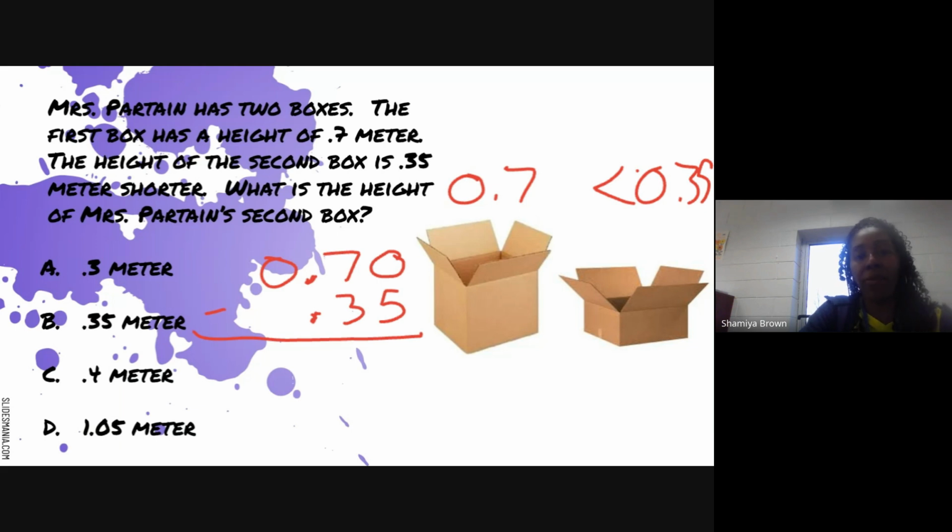I have 0 minus 5, which I can't do, so I have to borrow from my 7. That 7 becomes a 6, and that 0 becomes a 10. Now I have to subtract. 10 minus 5 gives me 5. 6 minus 3 gives me 3. My decimal would be here. So the height of that box actually ended up being 35 hundredths. So I have B for my answer, 3,500 meters. All right, next one.